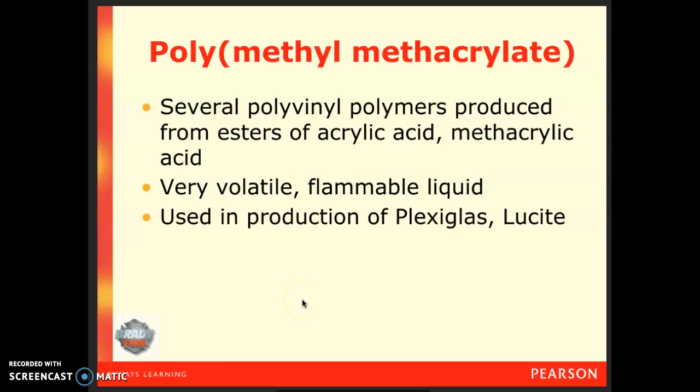Another type of polymer that we see is called polymethyl methacrylate, and it's another of a series of polyvinyl polymers. We get it from a number of different acrylate derivatives. On its own, as a monomer, it is a very volatile, flammable liquid. In its polymeric form, we find it used in plexiglass and lucite. Both of those are known for being shatter resistant and pretty strong for being plastic derivative materials.